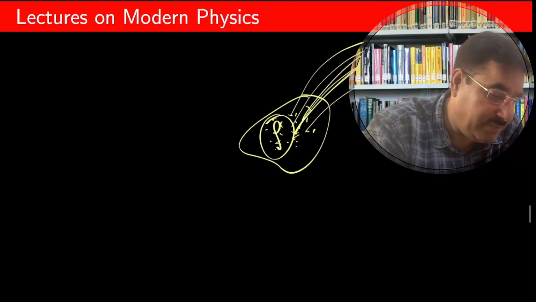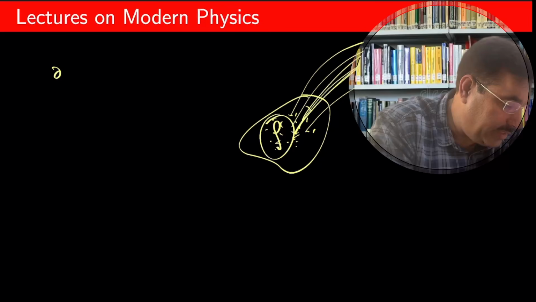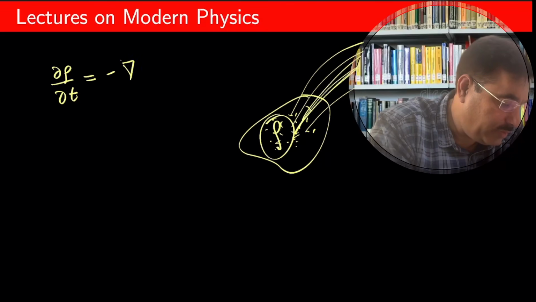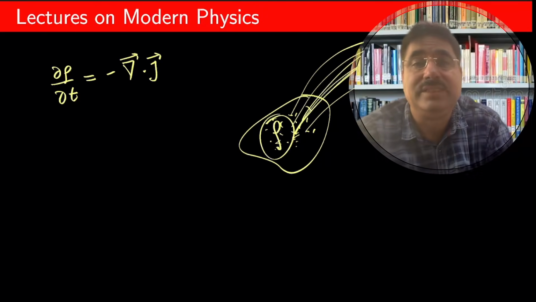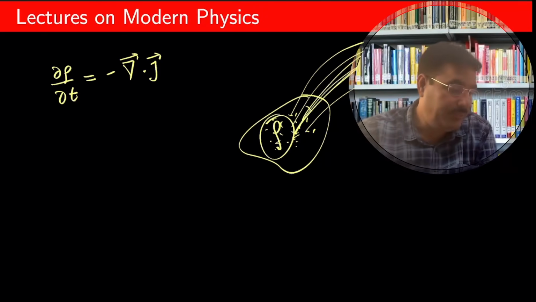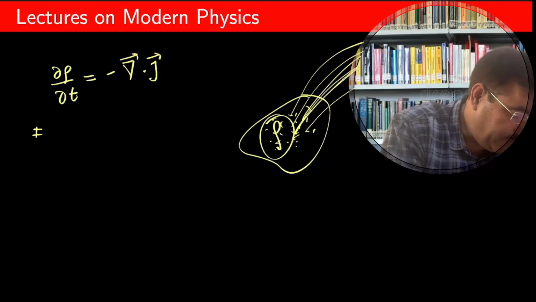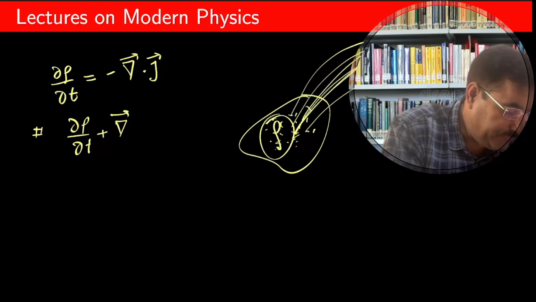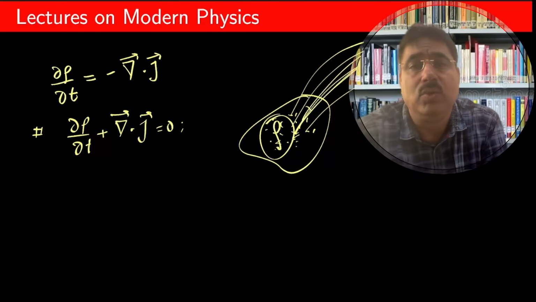And how do we write it mathematically? We write that the rate at which the charge density changes is equal to the flux of the current that is flowing through the surface surrounding this charge. Del dot J is the divergence of the current density. Or I can put it this way, del rho by del t plus del dot J is equal to 0. This also is called local conservation of charge.